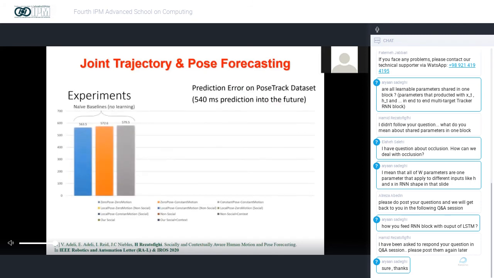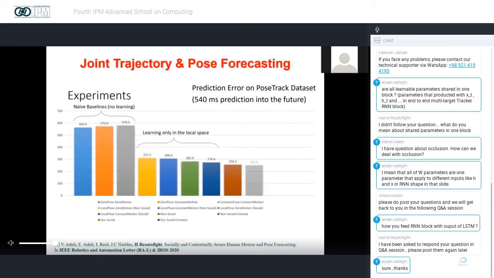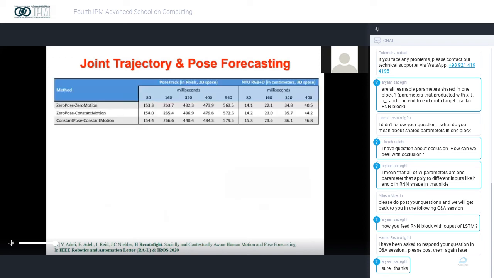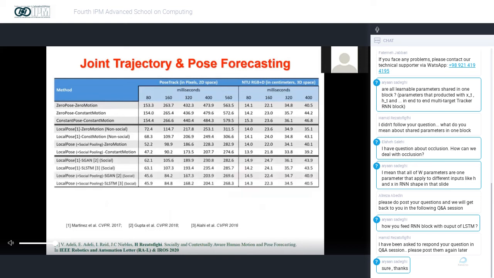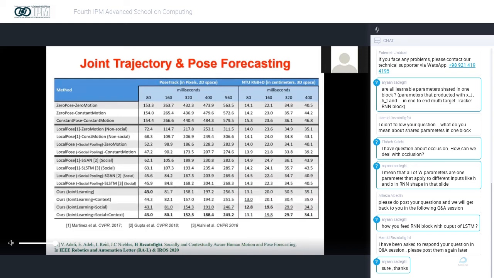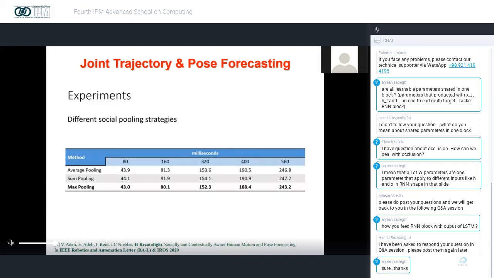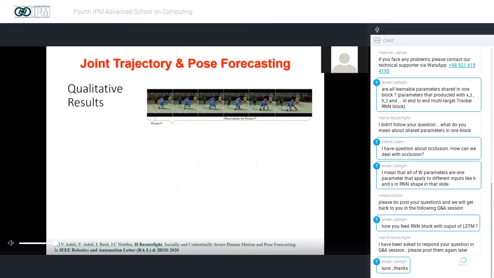We tried on a dataset, PoseTrack, and compared against lots of baselines, including baselines which learn motion independently from pose forecasting. We show that if we have scene context and social context, and we model the motion and pose jointly, we can improve the result.